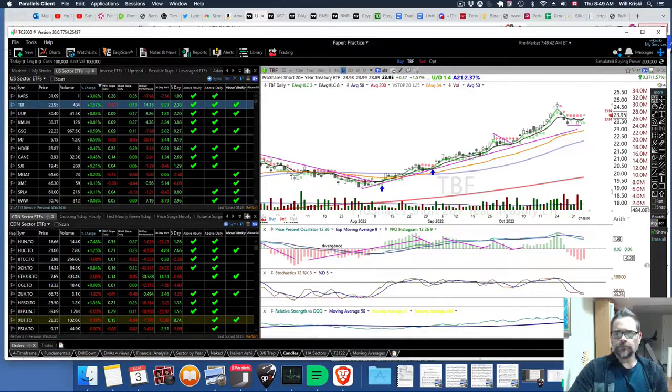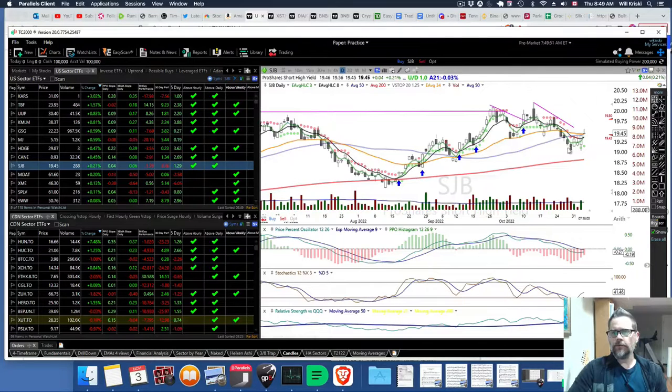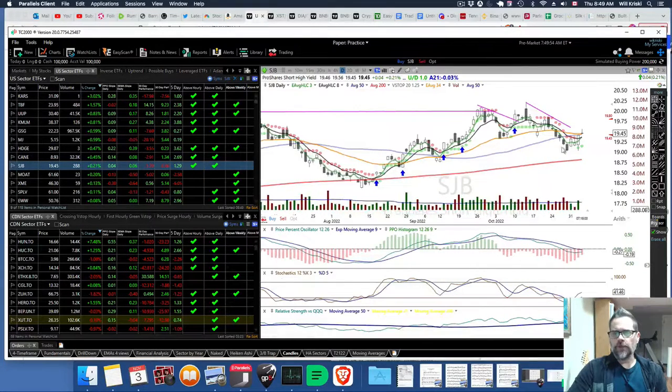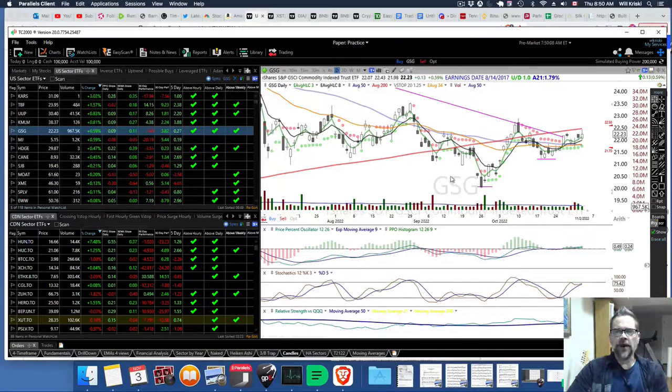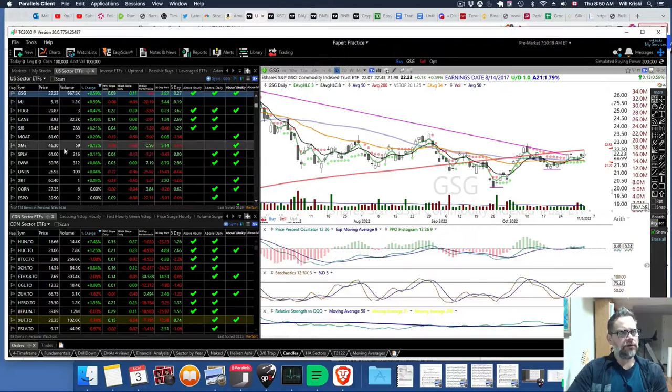So the things that you might want to consider, as I mentioned, UUP and TBF, those are your yields going up and your US dollar going up. There's a shorter-term bond fund, SJB, and that is similar to the other one, the TBF. But you can see that they're not great. Commodities could go up because the interest rates are indicating higher inflation. So there's a variety of those. GSG is the one I was talking about there. But you can see that most of them are negative now.